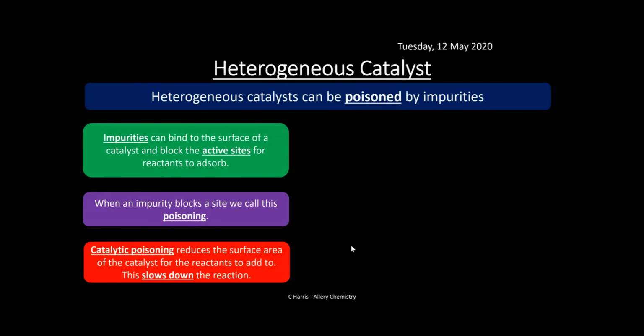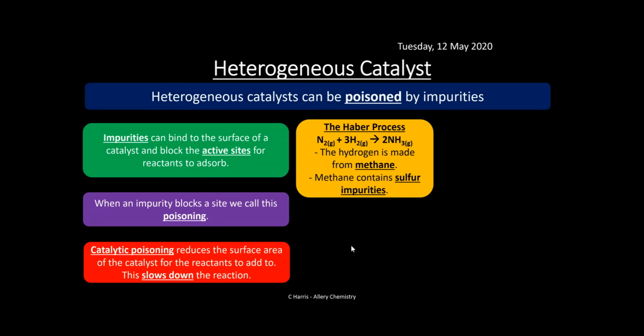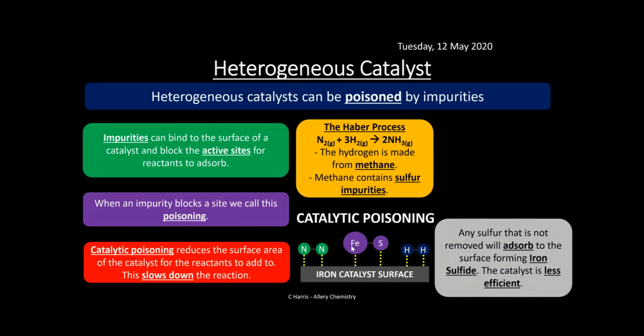Catalytic poisoning reduces the surface area for reactions to happen, and this slows down the reaction. So that's not a good thing at all. So the Haber process, let's go back to this reaction where we've got nitrogen reacting with hydrogen to form ammonia. The hydrogen is made from methane, and methane contains sulfur impurities. So here's our catalytic poison as an example. Any sulfur that is not removed will adsorb to the surface. Notice the word adsorb. Surface forming iron sulfide. And so this catalyst is less efficient.